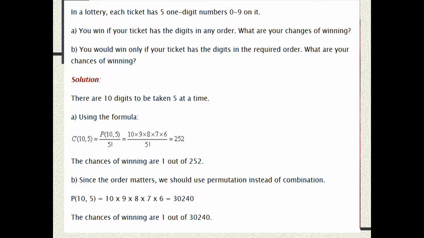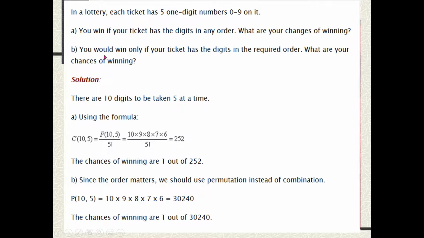Okay, next example. In a lottery, each ticket has 5 one-digit numbers 0 to 9 on it, right? You win if your ticket has the digits in any order. What are your chances of winning? So you see, it's very obvious from the question statement that the order doesn't matter here. So there are total how many digits? 0 to 9 makes it 10 digits, and you have to select 5. So 10C5 is 252. So there are 252 different ways that you can win this lottery.